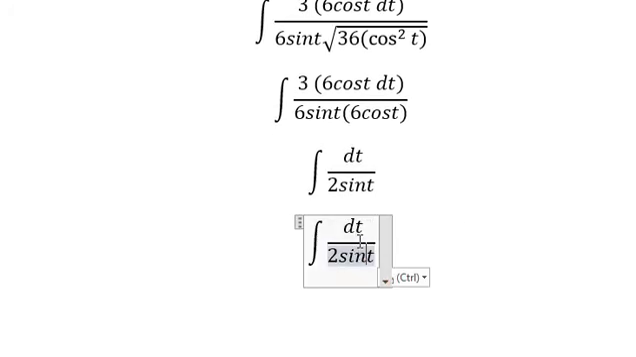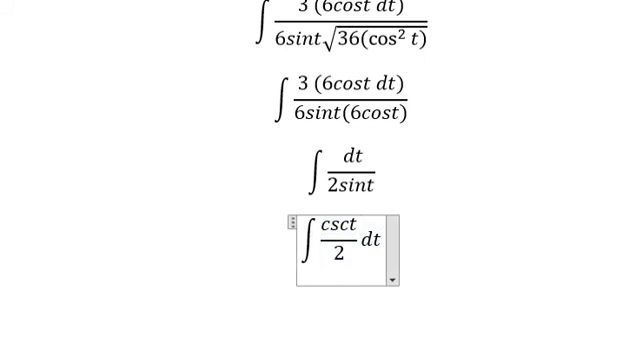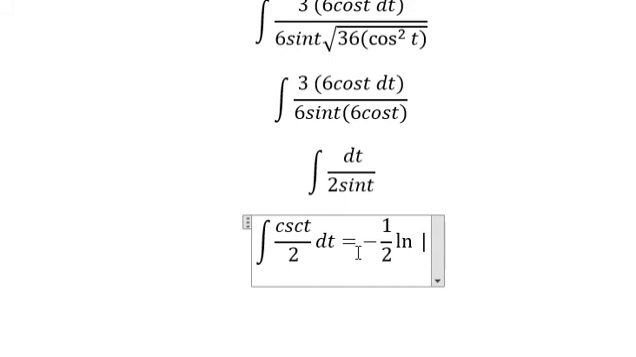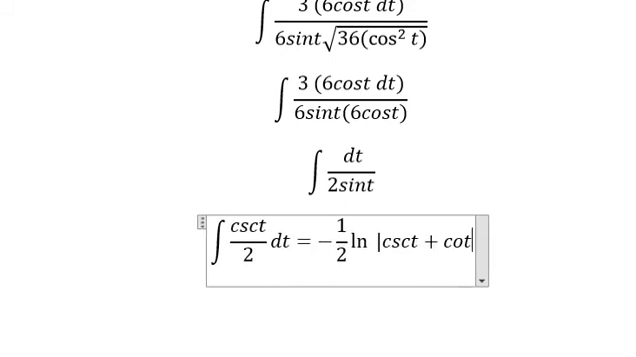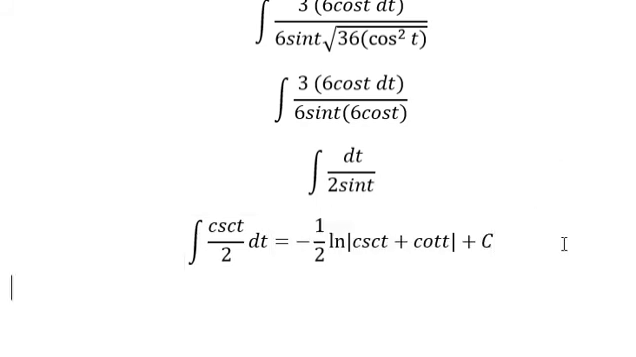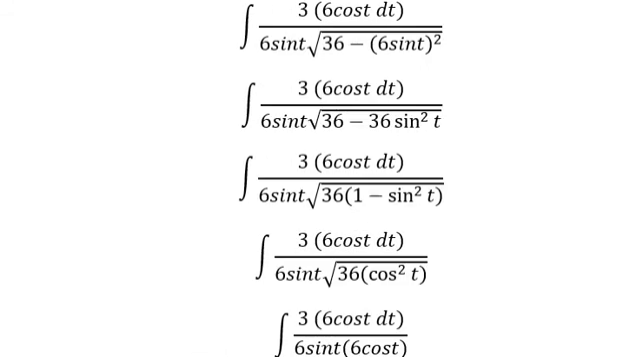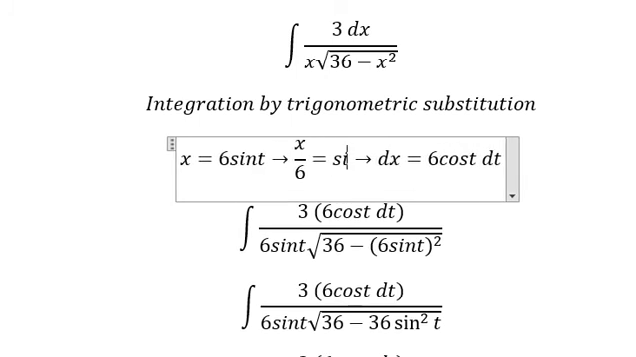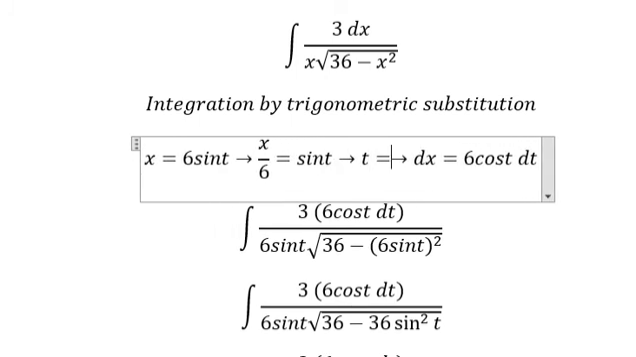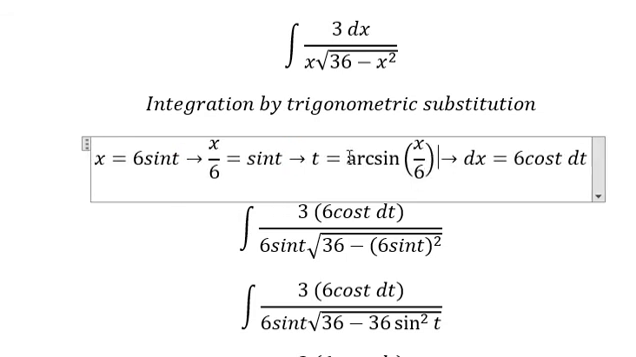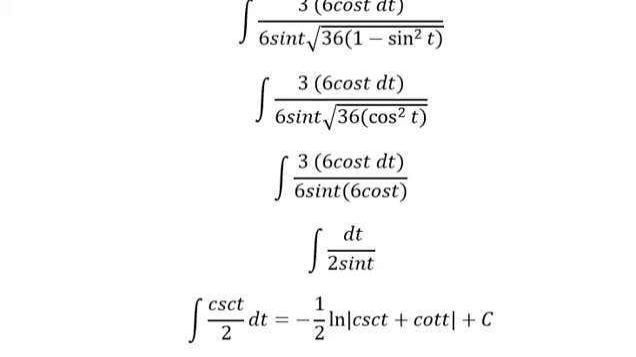And this one we change for cosecant of t over 2 dt. And we get negative 1 over 2 ln of the absolute value of cosecant of t plus cosine t plus c. About t in here, that's it for this one. So we divide both sides by 6. So we get t equal to arc sine of s over 6. So we put this one to replace t.